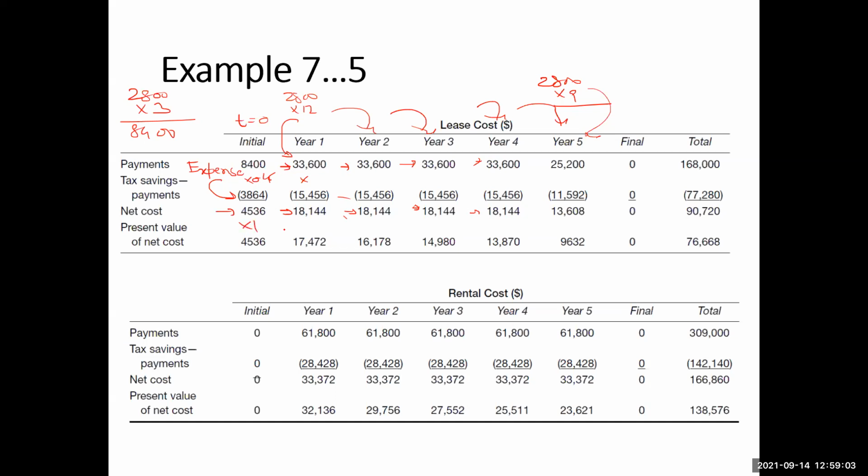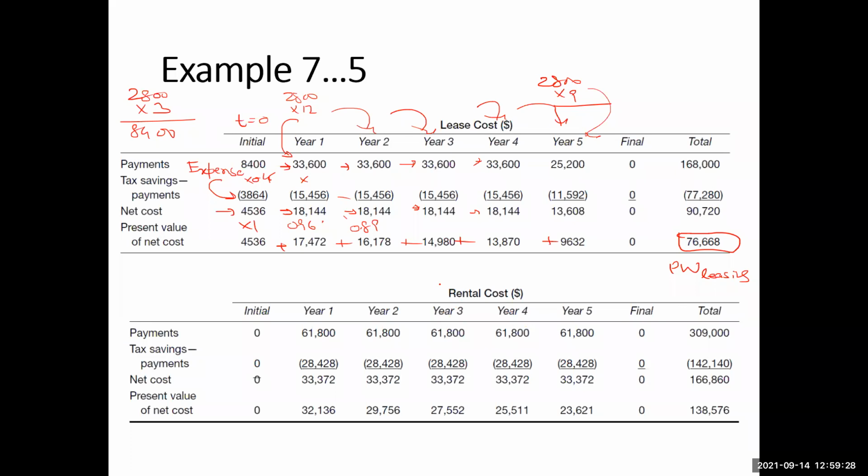This is multiplied by 1, this is multiplied by 0.96, as previously, by the present worth factors, and then 0.89. You will get these values, and you can add up these present worth factors, and then you get the present worth of leasing.